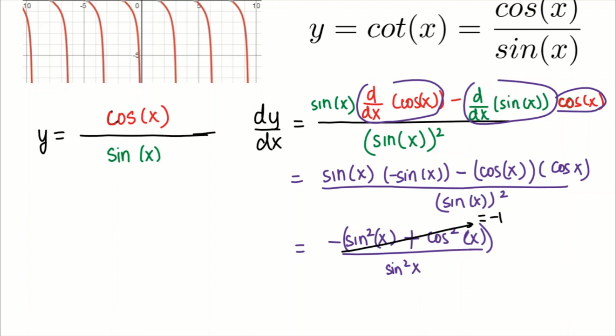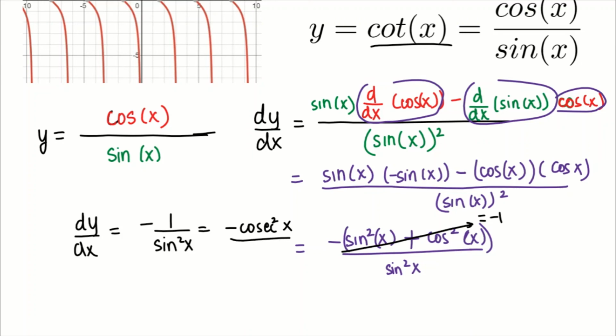And thus the final derivative function that you have, dy over dx, is negative 1 over sine squared x, or negative cosec squared x, in case you ever like that terminology. So there's the derivative of the cotangent function. It's negative cosec squared x.